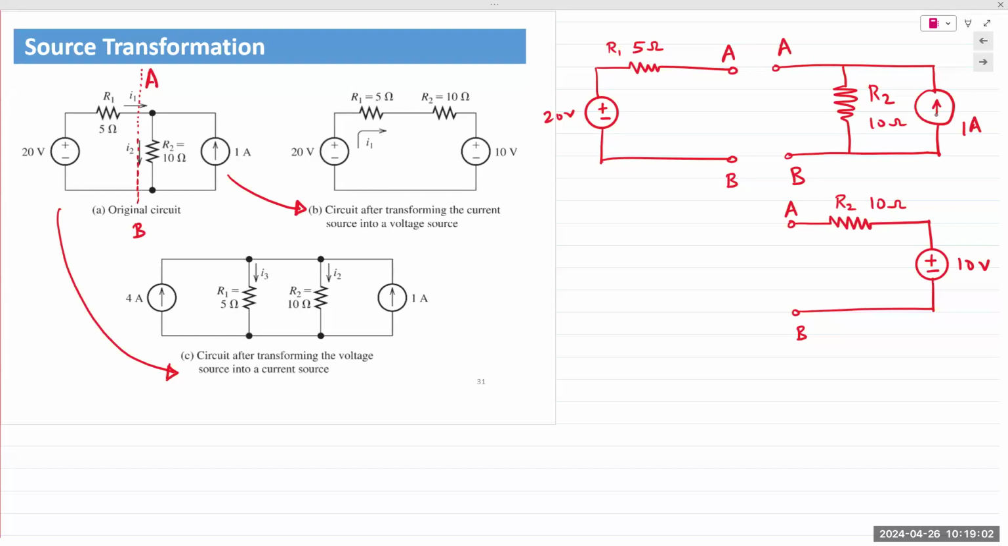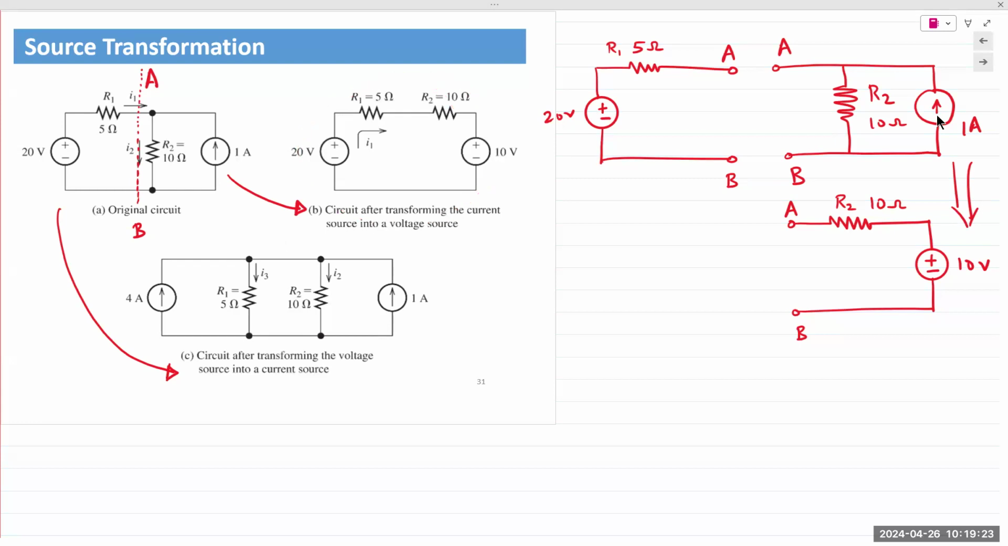So the question asked was about 10 volts. 10 volts is from Ohm's law. So we have the 10 ohm resistor and we have the 1 amp current source. So that gives us 10 volts. And if you plug it back into the circuit, we get circuit number B.